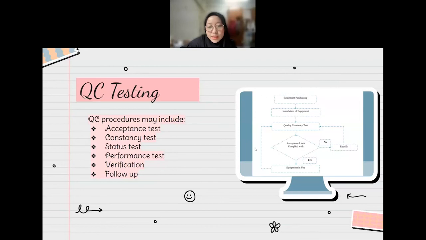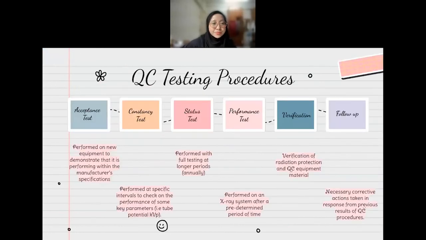And this is the diagram of generally what we will do. First is the equipment purchasing, installation, and we will need to have a lot of quality consistency tests so that the equipment can be used. So these are generally the procedures of QC testing.